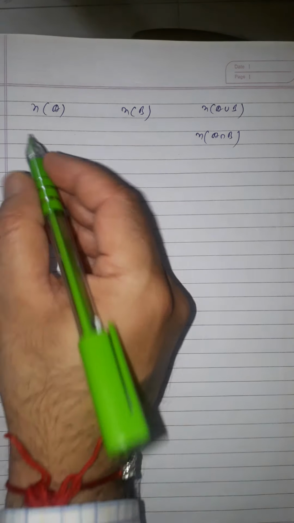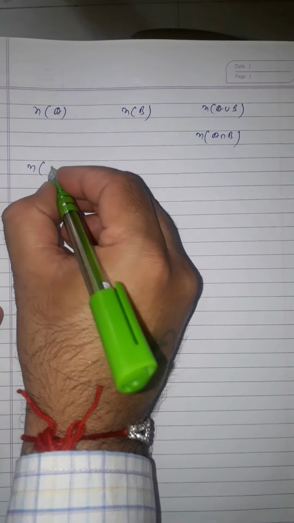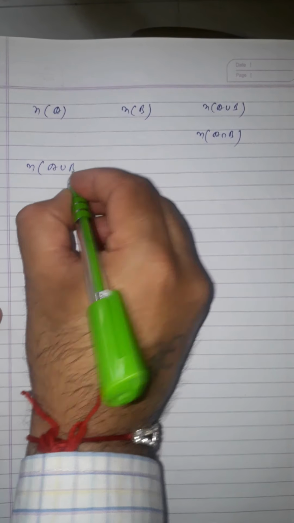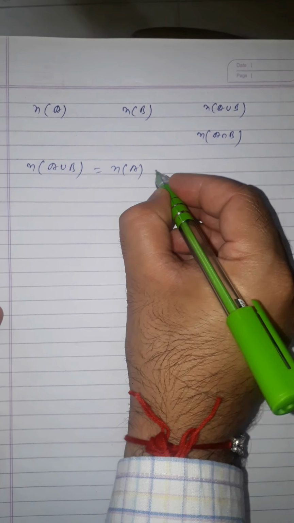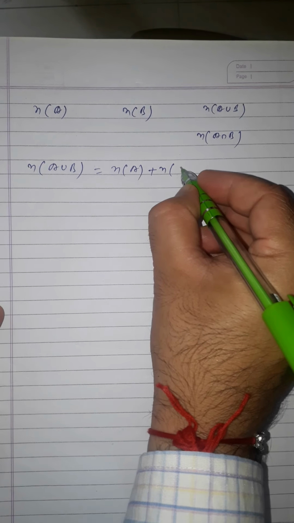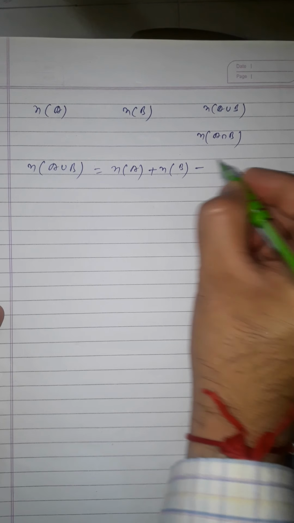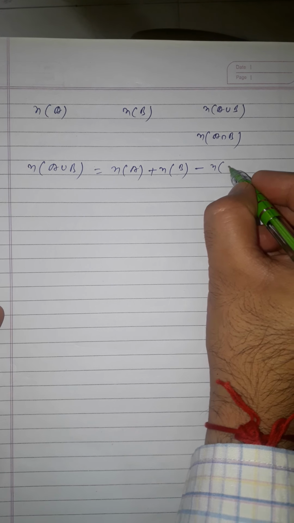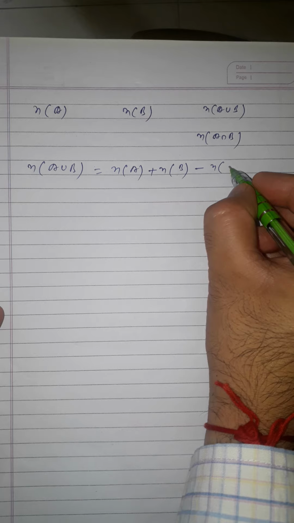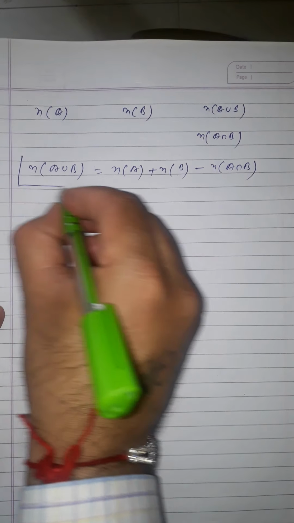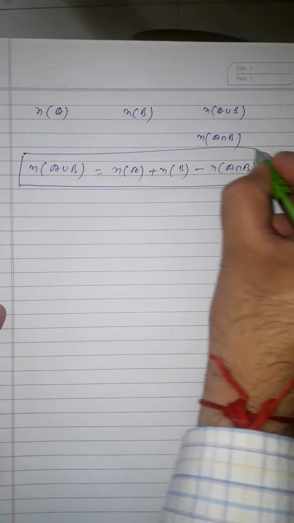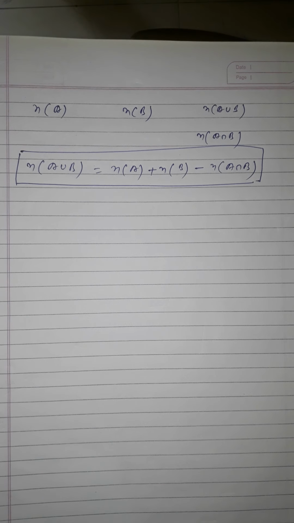Now how we will make the relation between them? Always remember, number of A union B is equal to number of the elements of the set A plus number of the elements of the set B minus number of the elements of the set A intersection B. So this is the basic concept that we are using here in the exercise 1.6.